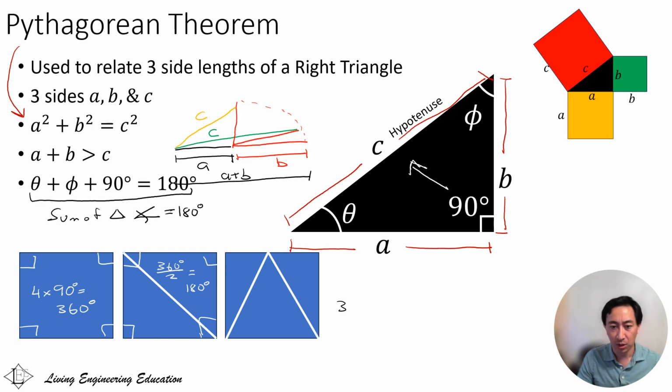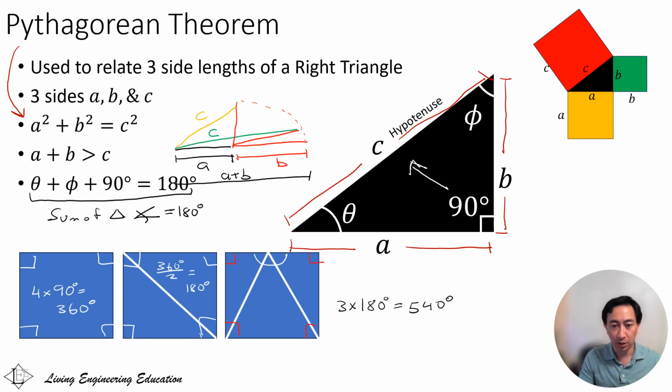So let's say 3 triangles times 180 degrees. This gives me 540 degrees as the sum of all these angles. Now you might say, oh, well, that doesn't equal 360 degrees of the square. Well, the sum of these angles here are not incorporated into the original 4 angles in the square. So I need to subtract that out.